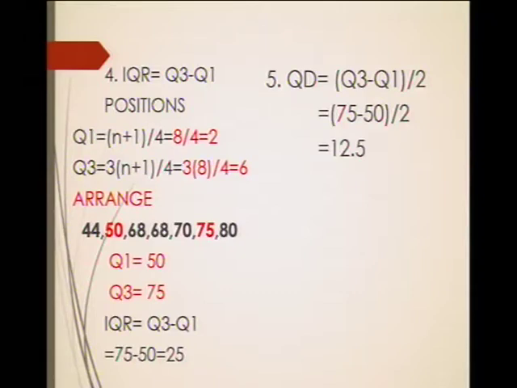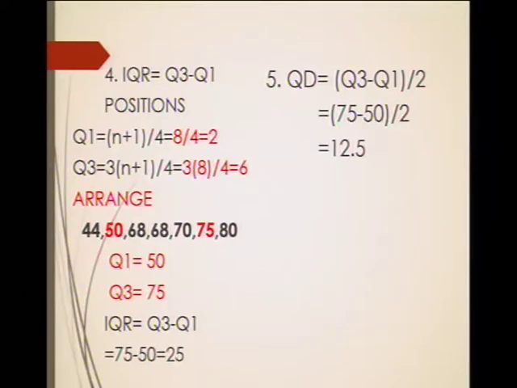The 2 and the 6 that you got are not the values of the quartiles, but the positions of the quartiles. Now you have to arrange your data set, and then identify which number is in the second position and which number is in the 6th position. The number in the second position is 50. That is your quartile 1. And in the 6th position, we have 75, and that is your quartile 3 value. Now the interquartile range is the difference between quartile 3 and quartile 1. So 75 minus 50 will give you 25.